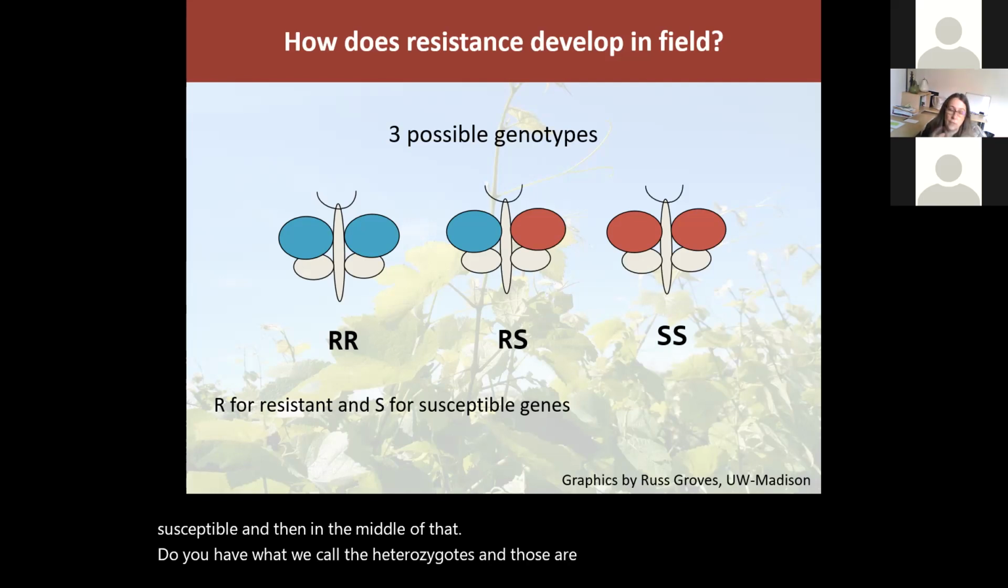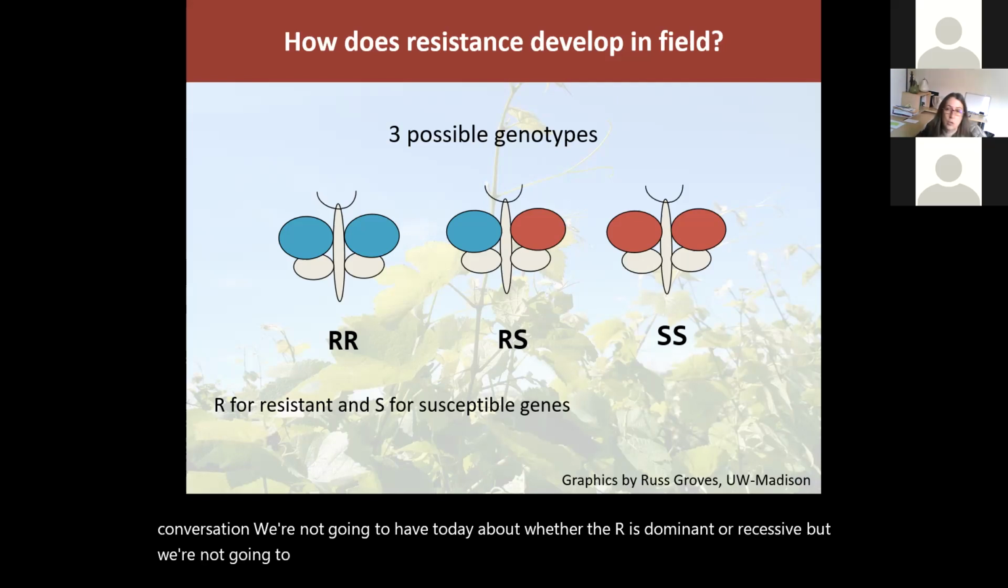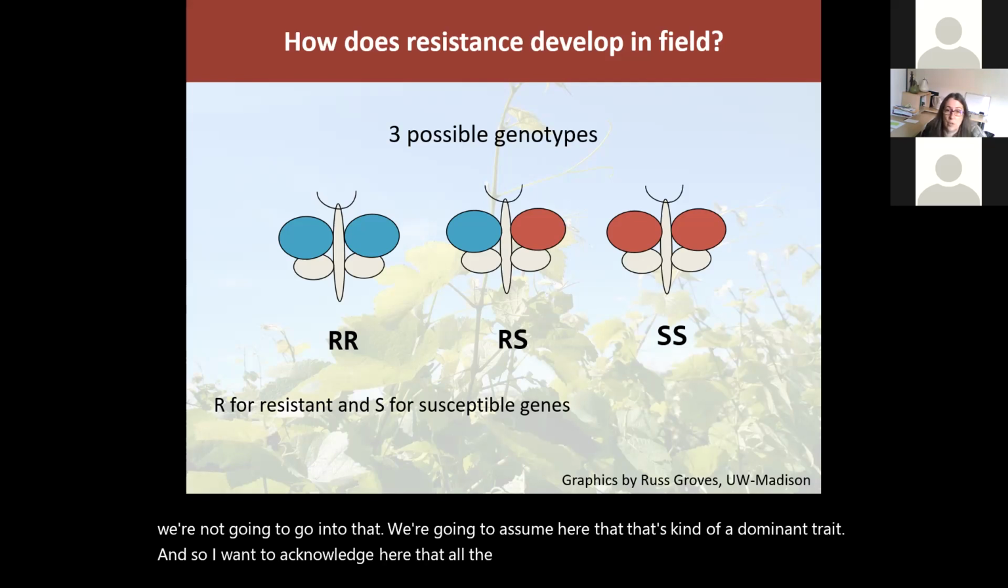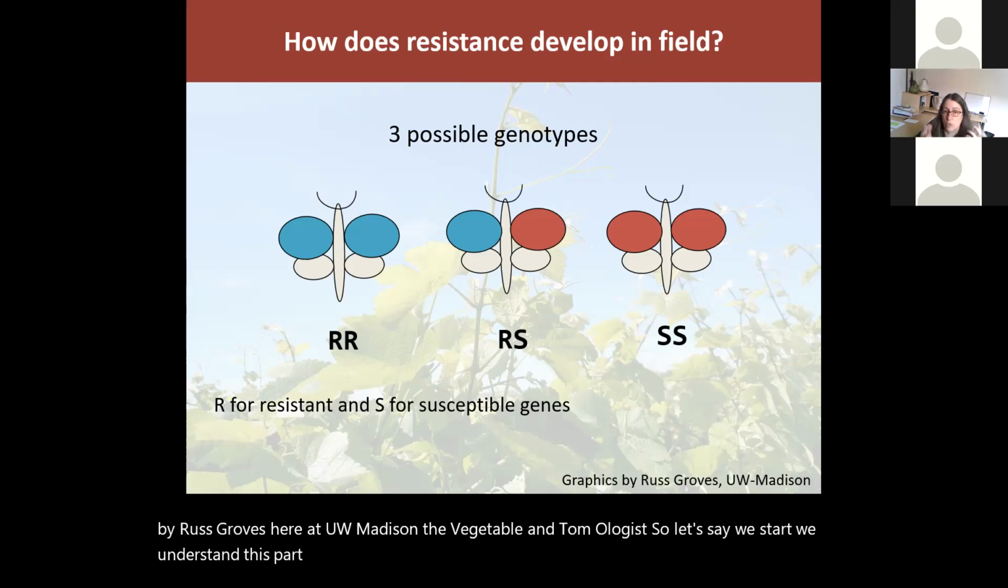And so there's a lot of also conversation we're not going to have today about whether the R is dominant or recessive, but we're not going to go into that. We're going to assume here that that's kind of a dominant trait. And so I want to acknowledge here that all the graphics I'm going to show you here were made by Russ Groves here at UW-Madison, the vegetable entomologist. So let's say we understand this part of the three possible genotypes that we would have in the population.